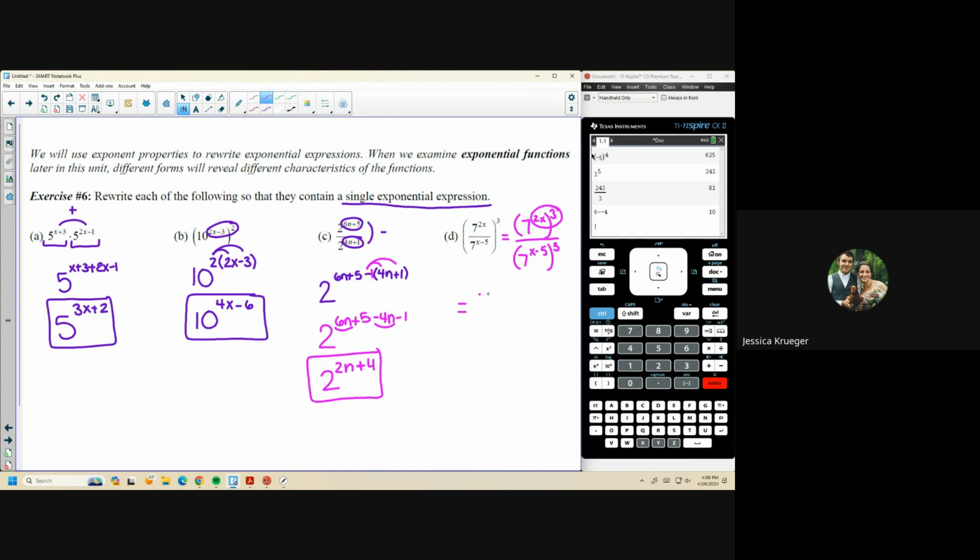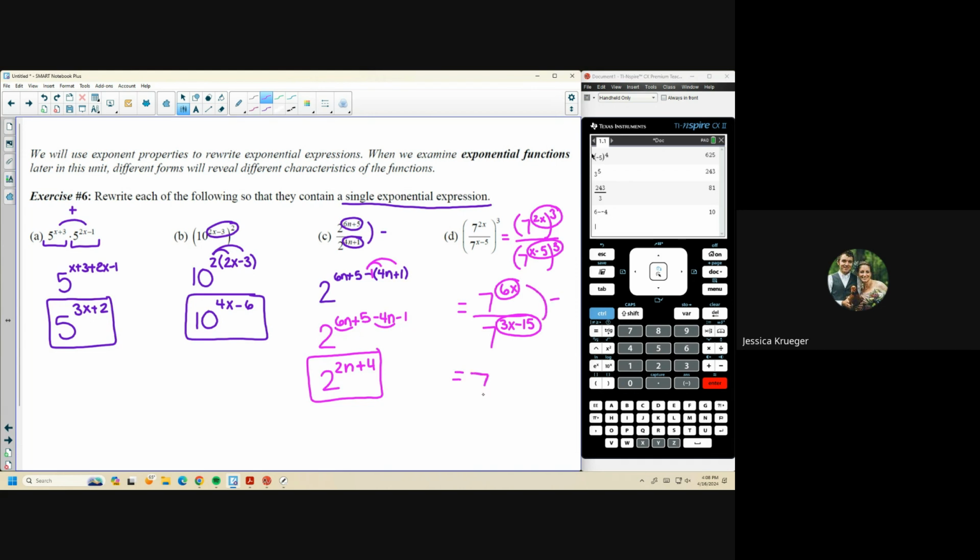So that's going to be 7 to the 6x. And then I need to multiply these, but there's more than one term. So I'm going to have to distribute. So it'll be 3x minus 15. I'm not done though, because now I have division here. So what can I do with these exponents? Well, I can subtract them.